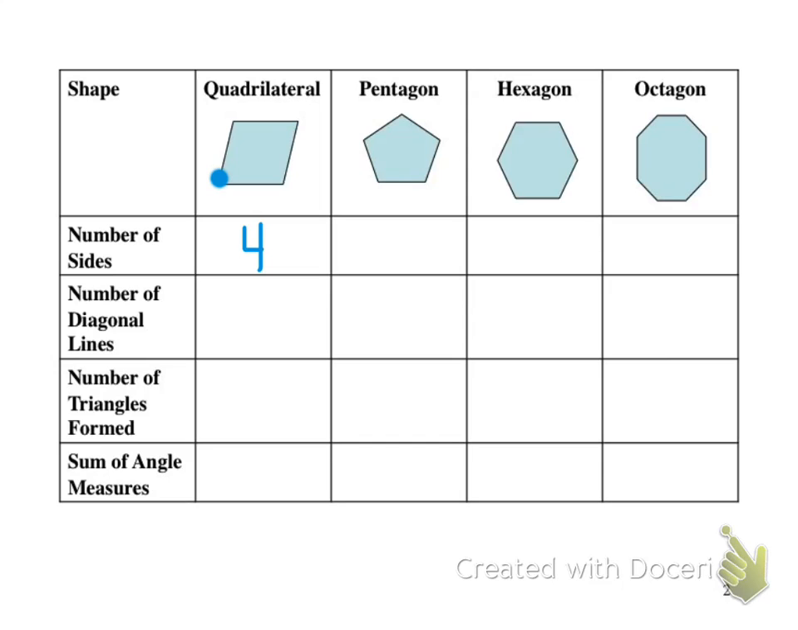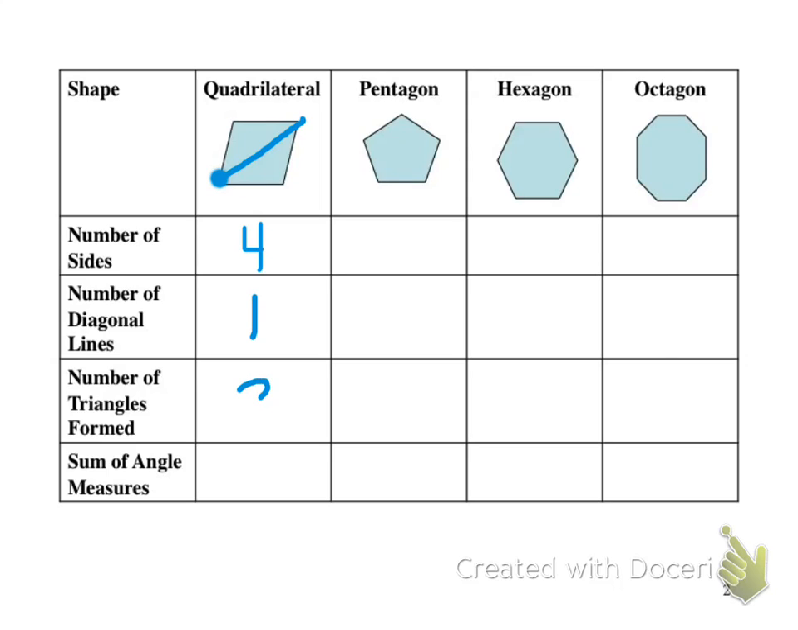From this one vertex, you can see that it's already connected to 2 of the sides. So I'm going to connect it to the other vertex that it's not connected to. Okay? So by doing that, I've drawn one diagonal line. And when I draw that diagonal line, I've basically cut the quadrilateral in half and I have formed 2 triangles.